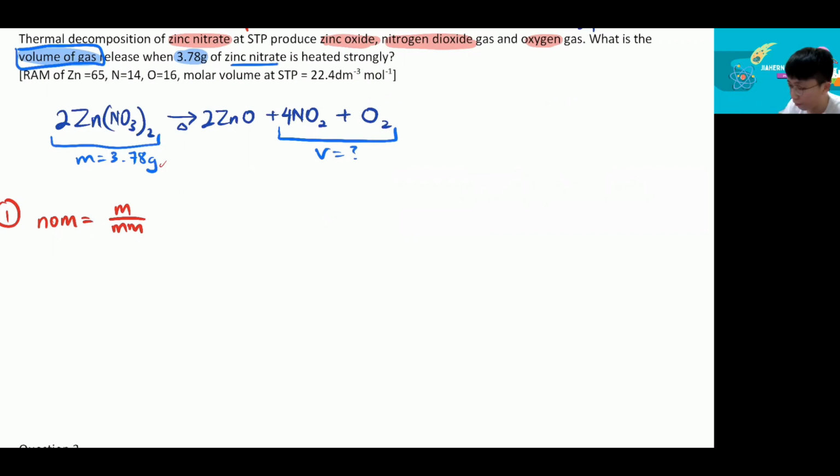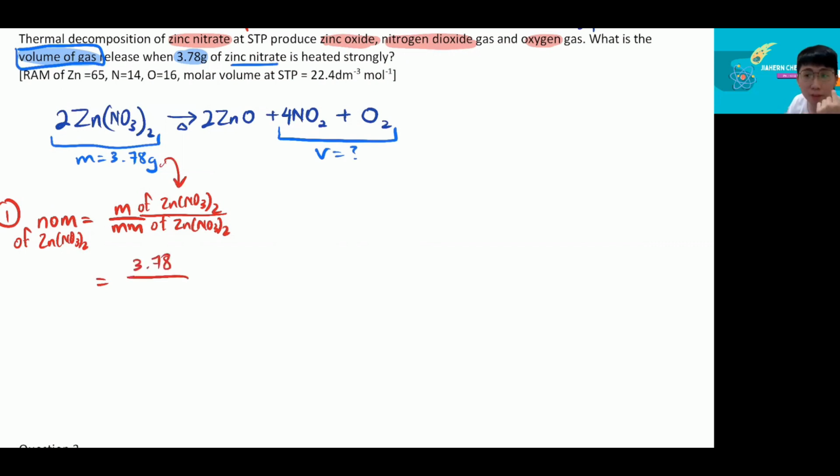So for this one, I have the mass of zinc nitrate, which means I should use the molar mass of zinc nitrate. Then I take mass of zinc nitrate divided by molar mass of zinc nitrate, and I find the number of mole of zinc nitrate. So one formula applies for one chemical. Right now I'm going to put this into here. I'm going to have 3.78 gram. But do I have the molar mass of zinc nitrate? So what you're going to do?